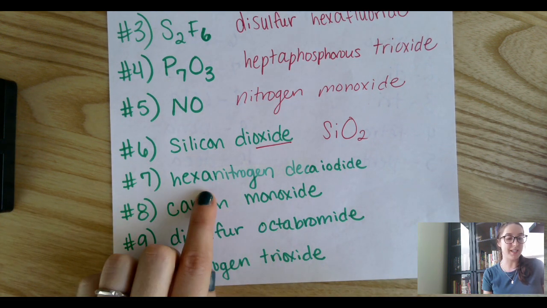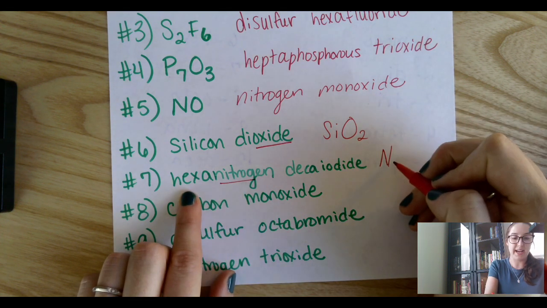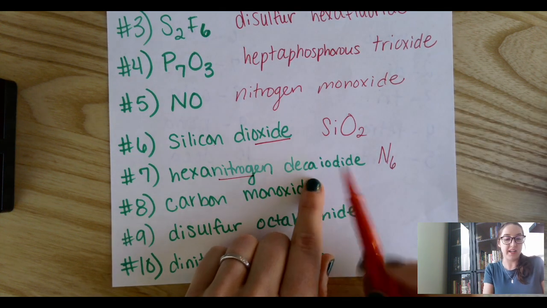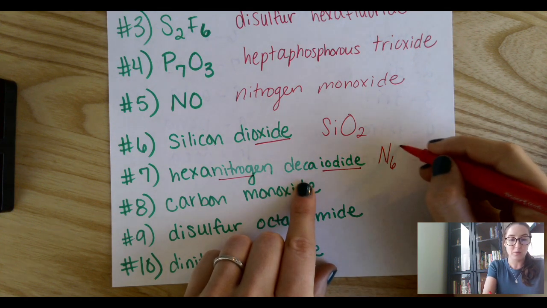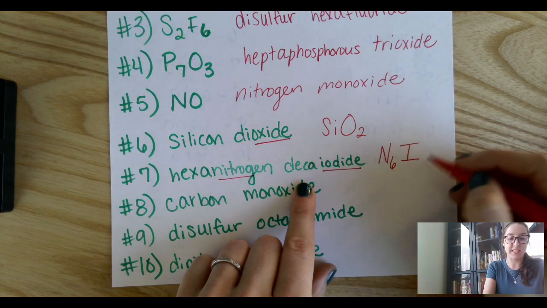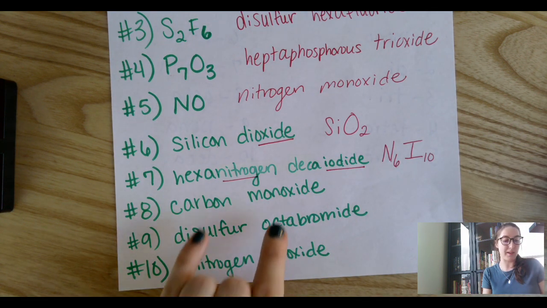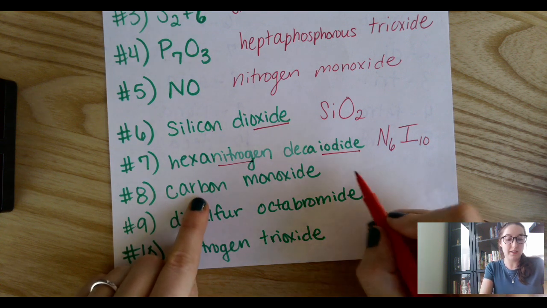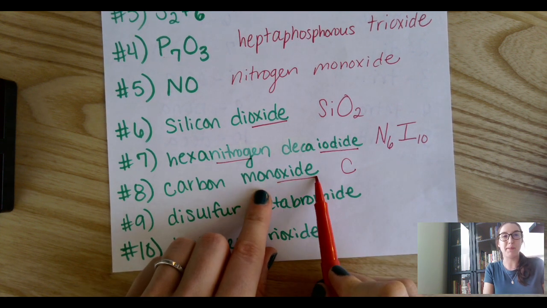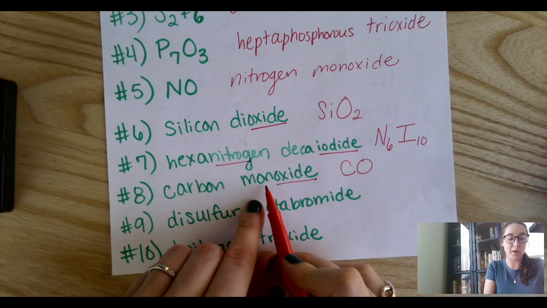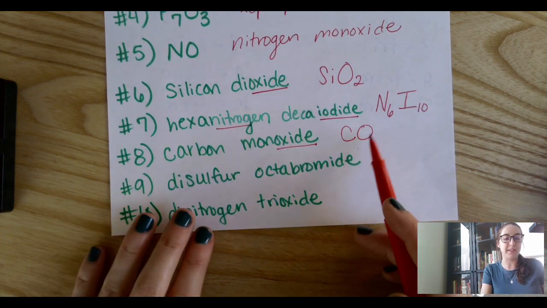Number 7, hexanitrogen. So my element is nitrogen, so I need to do N with a hexa standing for 6, and then I have decaiodide. Iodide was changed from iodine, which is the I symbol, and deca means 10, all right? There we go. Moving along, number 8, we have carbon monoxide. Carbon, just one of them with an element C, and monoxide, oxide coming from oxygen, which is an O, and mono means 1, so just CO, all right? Carbon monoxide. Very deadly, okay?